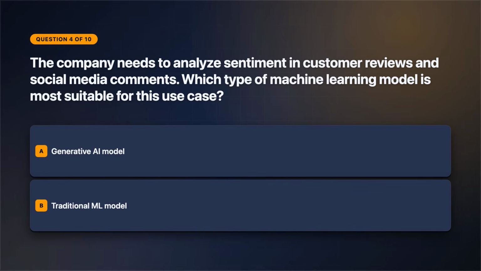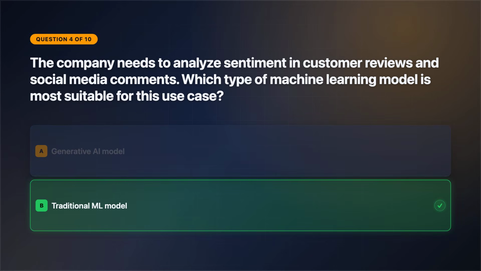Time for another one. Question 4. Separate context from noise. The company needs to analyze sentiment in customer reviews and social media comments. Which type of machine learning model is most suitable for this use case? Select one answer. Review the answer choices on screen. The correct answer is option B.